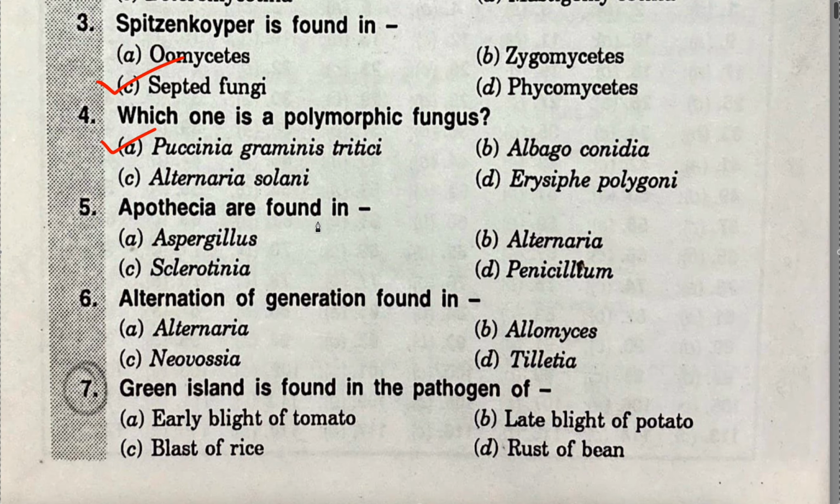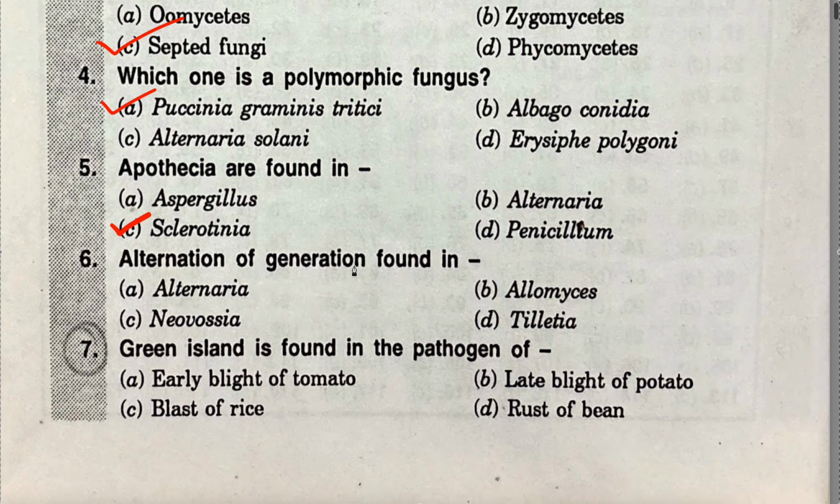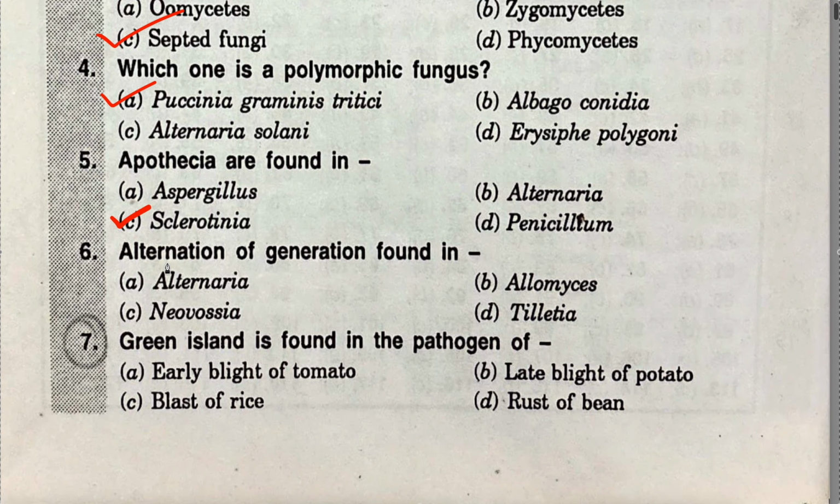Question 5. Apothecia are found in Aspergillus, alternaria, sclerotinia or penicillium. Answer is sclerotinia. Okay. Question 6. Alternation of generation found in Alternaria, Allomyces, Neovosea or Tillacea. Answer Allomyces, yes. Question 7.